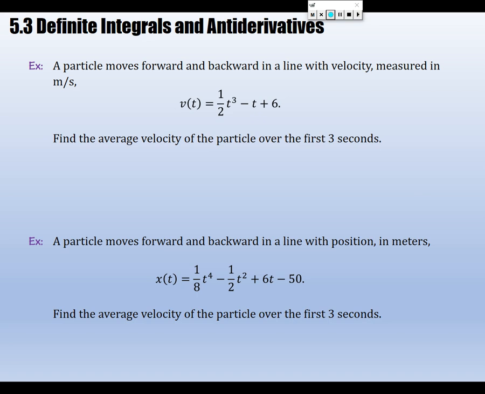All right. Let's practice some more here. We've got this time a velocity function. We're doing a little more real world feel. So go ahead and try this one here, and then we'll turn our attention to the one on the bottom in a second. The particle moves forward and backward in a line with this velocity. Find its average velocity over the first 3 seconds. So go ahead and, again, feel free to use your calculator to help you. And we'll report back in a second.